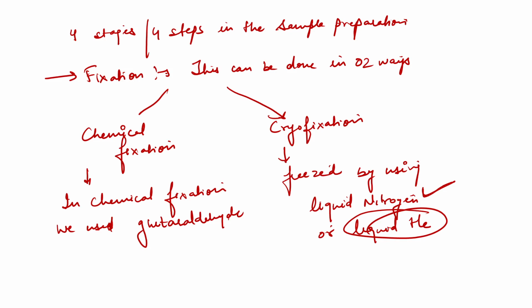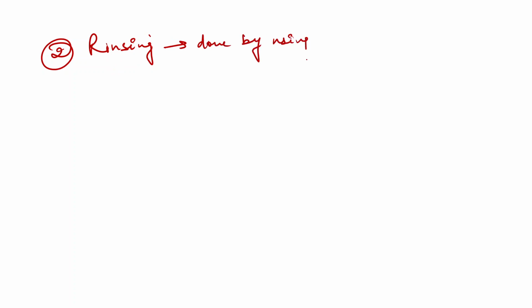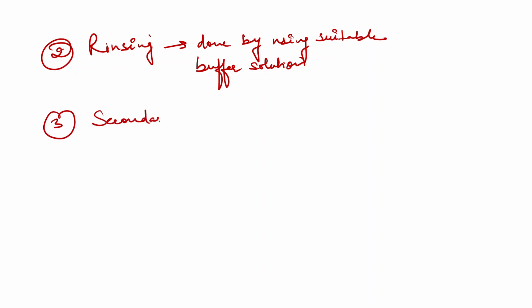Then the other steps, we were talking about the 4 steps. First step is fixation. Then the second step is rinsing of the sample. Rinsing is done by using a suitable buffer solution. Then the third step is secondary fixation. It is used for increasing the stability of the internal structure.